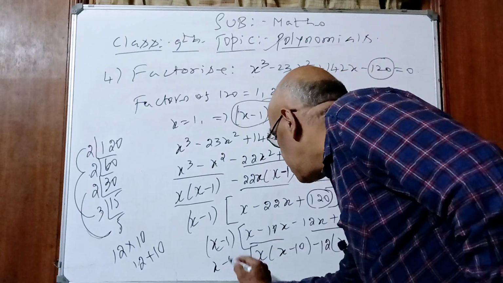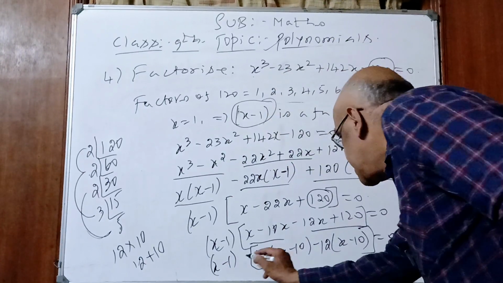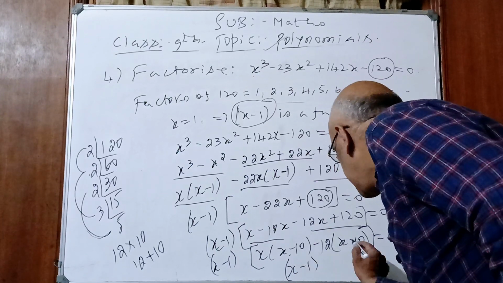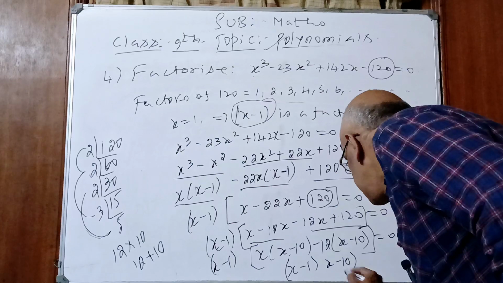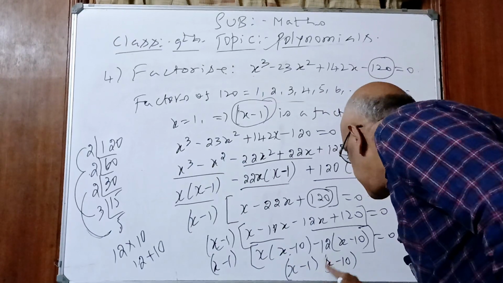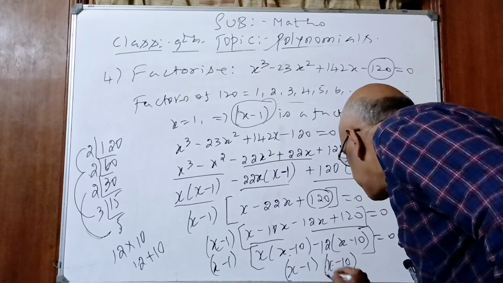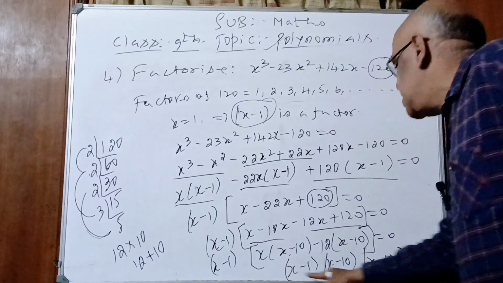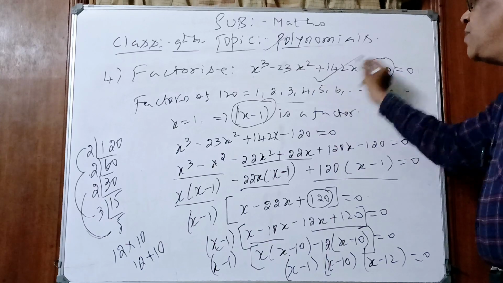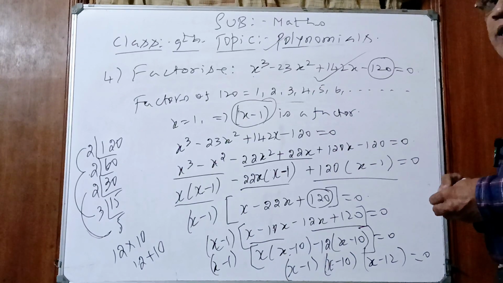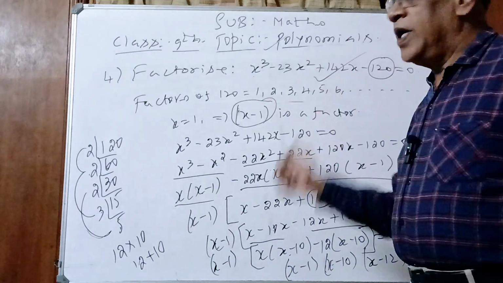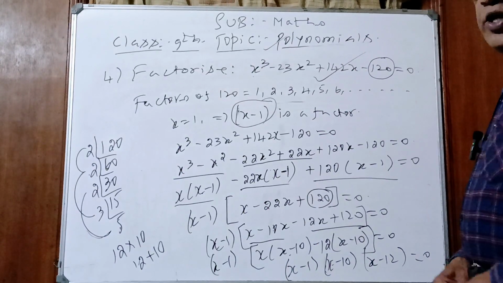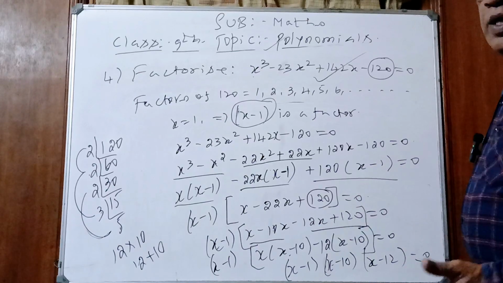Then multiply it by what, children? X minus 1. What are the factors, children? Already there is one factor, x minus 1. One common factor, x minus 10. Third common factor, x minus 12. So these are the 3 factors of this given polynomial. This is a tricky sum, children. You will have a lot of doubt. Pause my video and check again and again. Understood? Good. So next question.